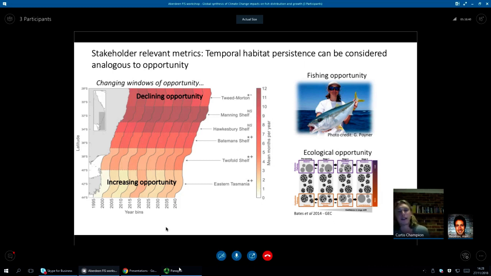So the idea of taking a habitat suitability model and converting the output to something that's relevant to stakeholders and easy to interpret is not something that should be understated, because this is really where a lot of the value of this quantitative approach lies. And I think this slide really highlights both social and economic value in the form of fishing opportunity, and ecological value in the form of interpreting a range shift pathway.